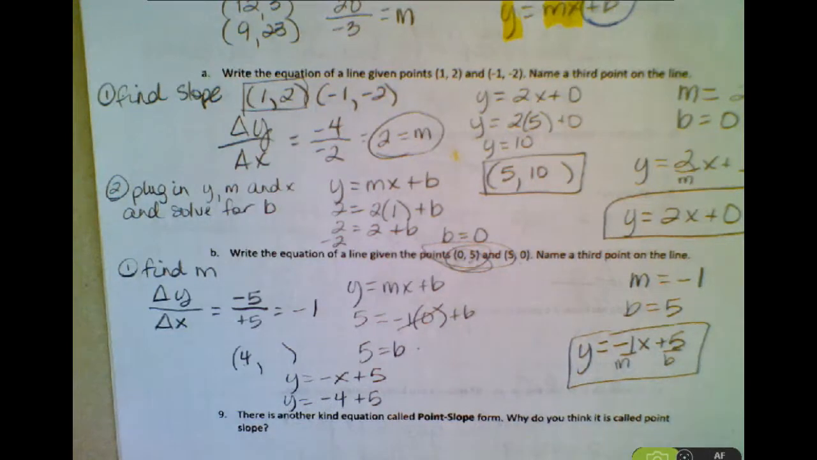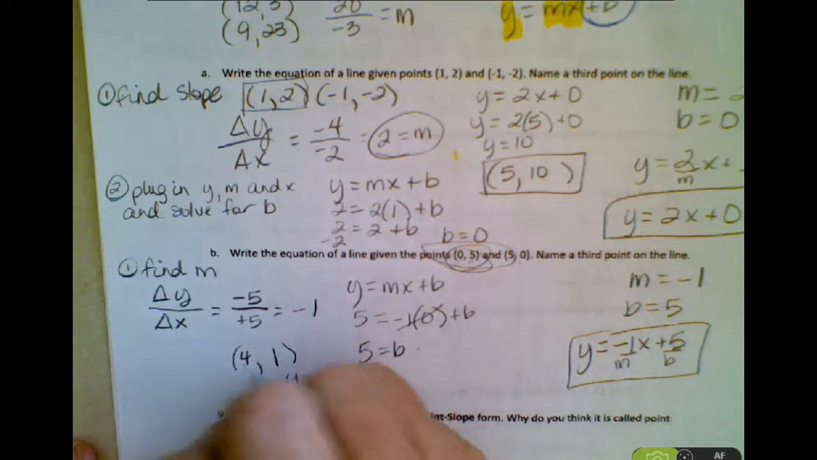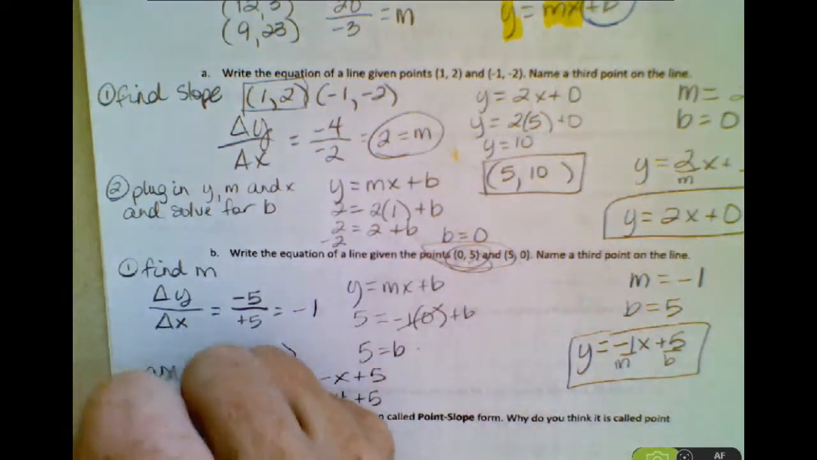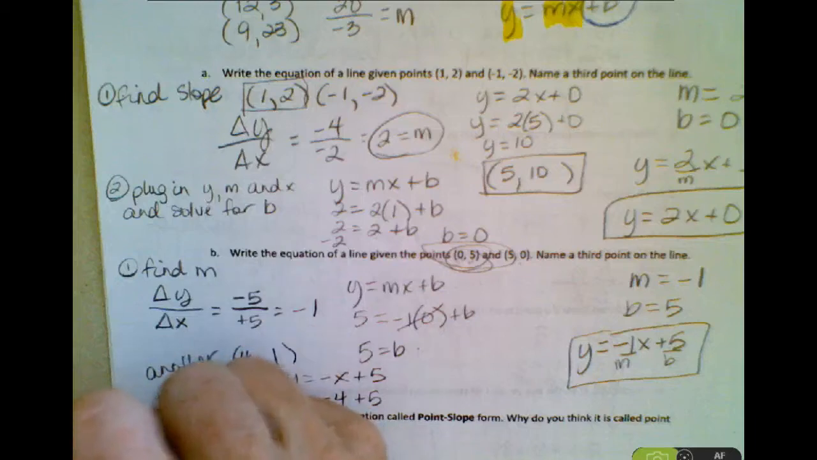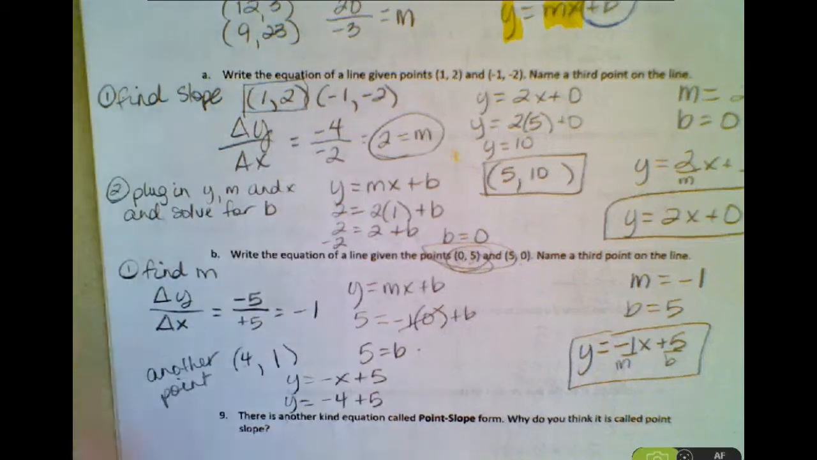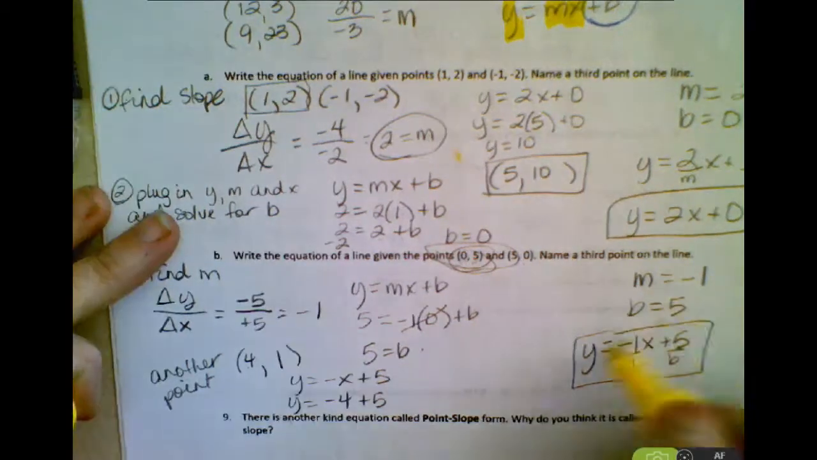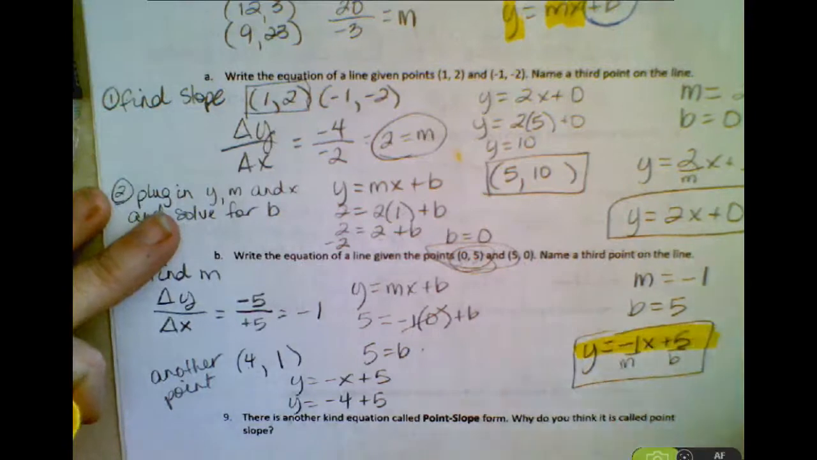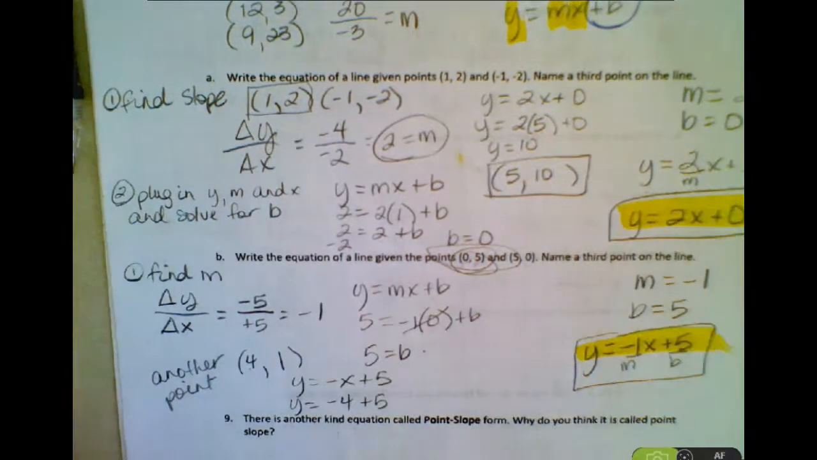What's 5 minus 4? 1. So another point on that line would be 4, 1. So this is another point. This is our equation: y equals negative 1x plus 5. This was our equation for this line.